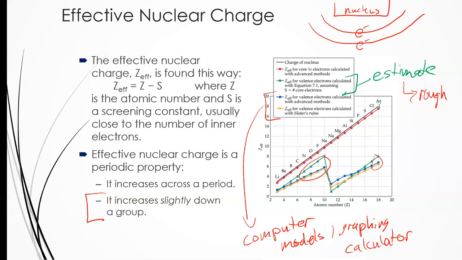And so that's why as we go down a group, while we're estimating Z effective as equal to Z minus S, this S is always going to be slightly smaller than the total number of core electrons. While we're making that estimate, that's why we have a tendency to vary too high, because we're making that estimate like one core electron completely blocks out a proton. And it's not actually true. So as you move farther down, your Z effective actually slightly increases.